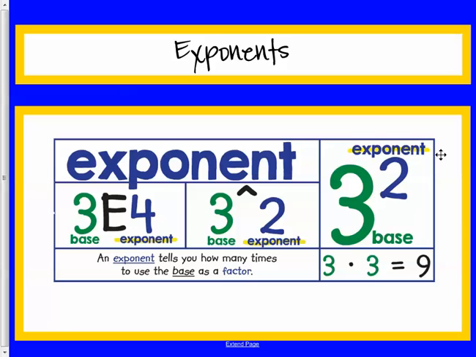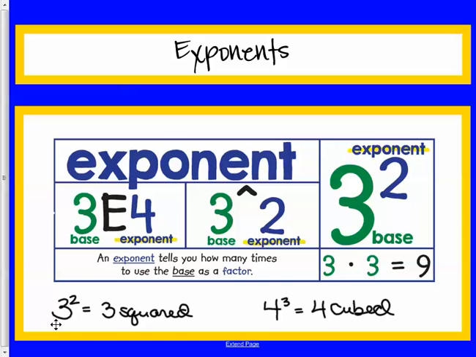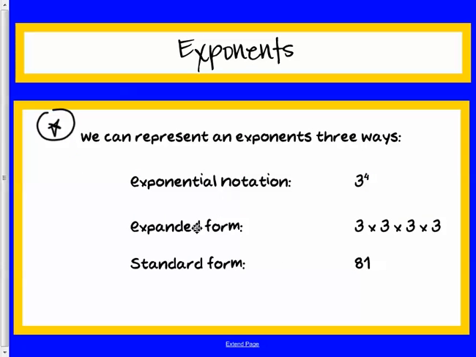Okay, so sometimes we call this exponent a power. So I might say 3 to the power of 2. We also use anything that is to the power of 2, we call it squared, and anything that's to the power of 3, we call it cubed. So for example, if I had 3 squared, it would look like this, and 4 cubed would be 4 to the 3rd power.